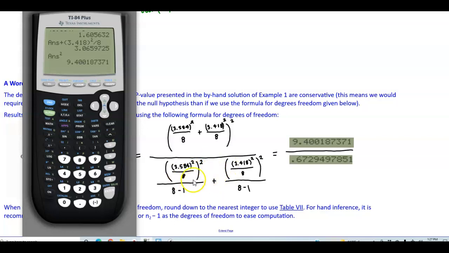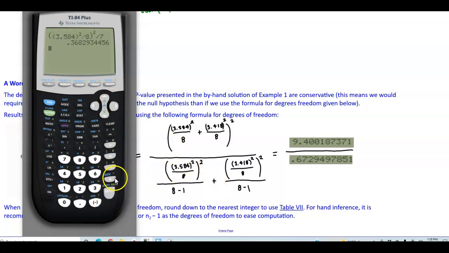Now we're going to look at the denominator. Let's take a look at this first term here. In the numerator, we have parenthesis and then parenthesis 3.584, and then we're going to square that. And then we're going to divide that by 8. And then we're going to square that, because that's what's written in the numerator. And then we're going to divide it by 8 minus 1, which is 7.